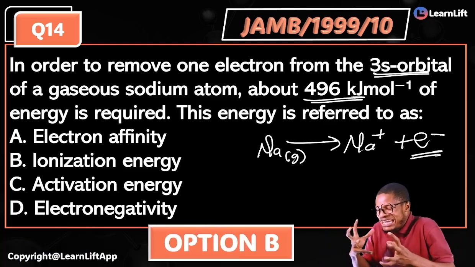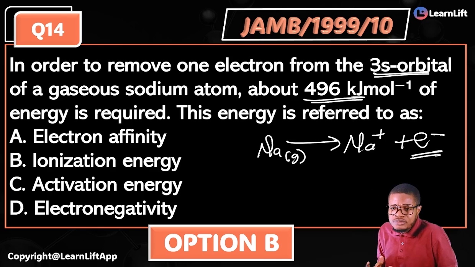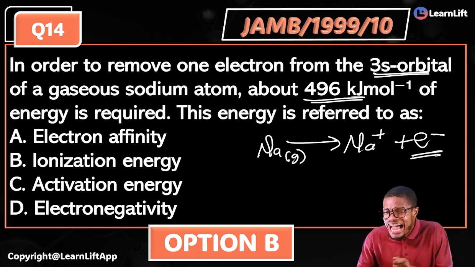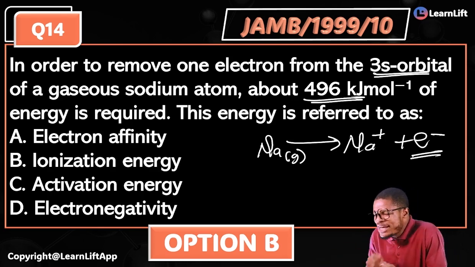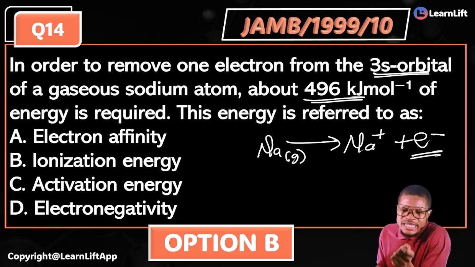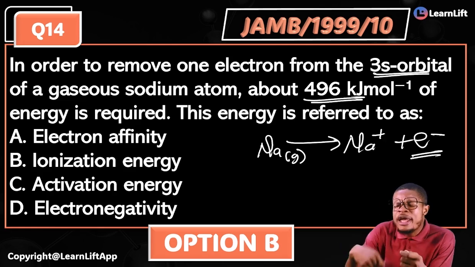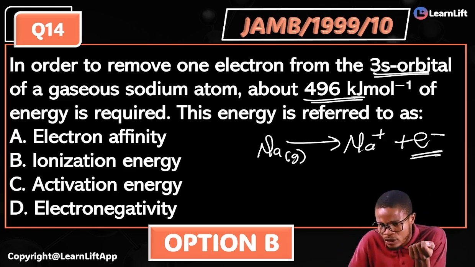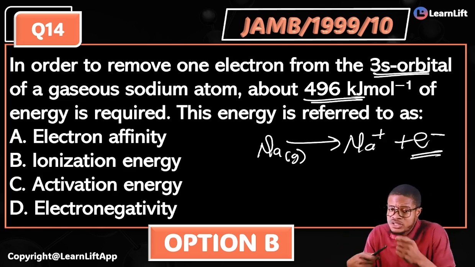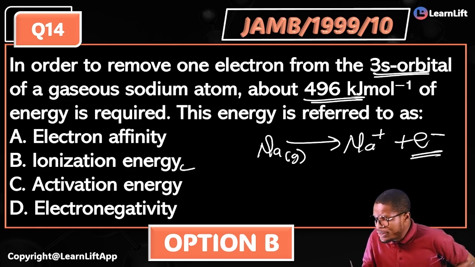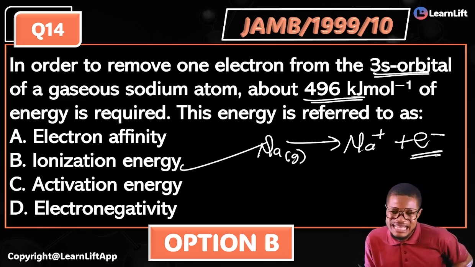Why? It is the energy required to remove an electron from a neutral atom or an ion, right, and convert it into a positively charged gaseous ion. What do you call that energy? It is called your what? Ionization energy. Option P is the correct answer.